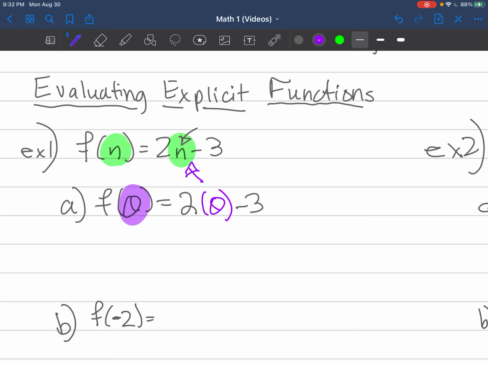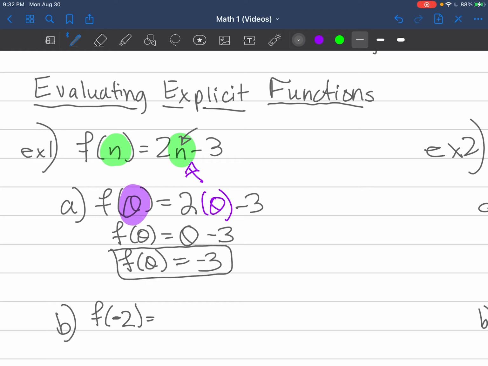Because again, 2n means 2 times n, I keep that multiplication. Now all I do is simplify. So I have f of 0 still. 2 times 0 is 0. So now we have 0 minus 3. We didn't do anything with that minus 3. Then we have f of 0 equals, well, 0 minus 3 is negative 3. And that is it. That's my answer.